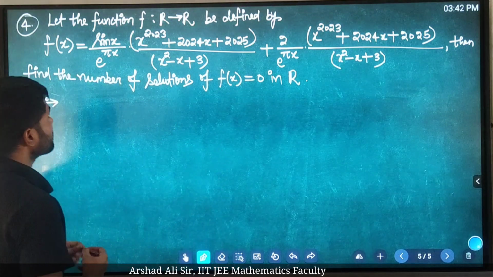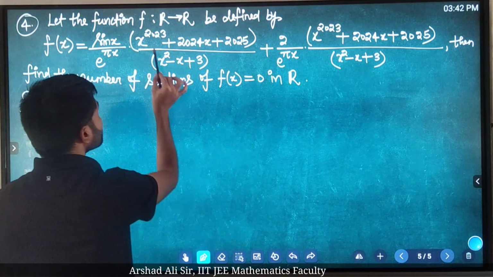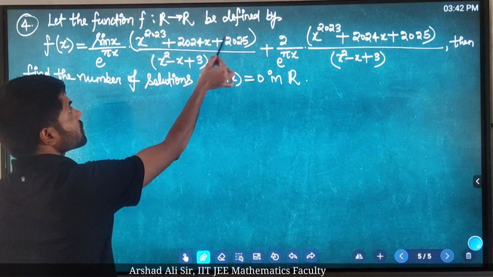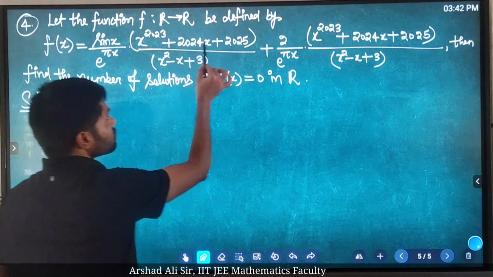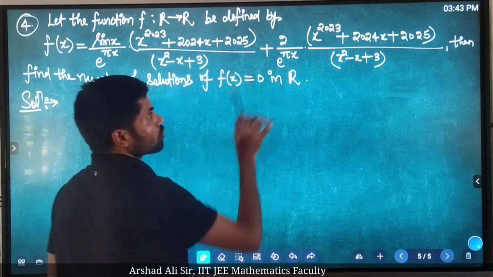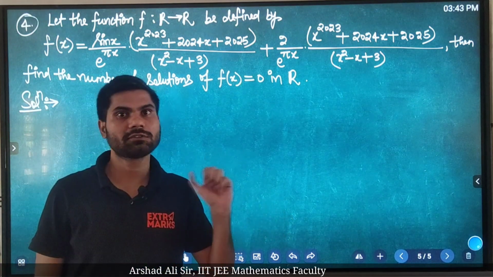Just pay attention on one thing, e to the power pi x, and here this one x to the power 2023 plus 2024x plus 2025, see this thing is common or not? Now think about denominator, this denominator is also common. So first thing is we have to write in simple form this given function.